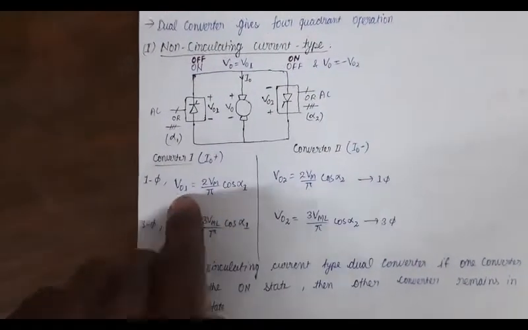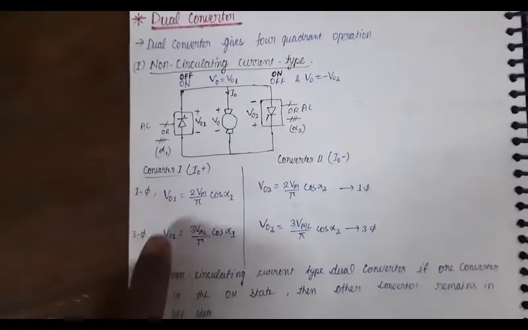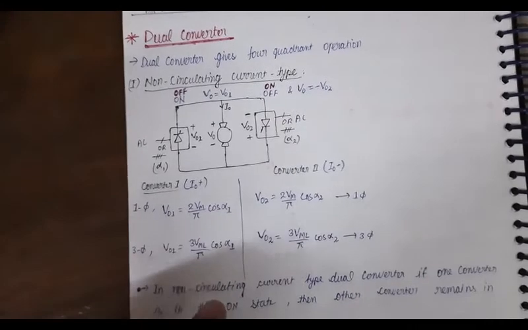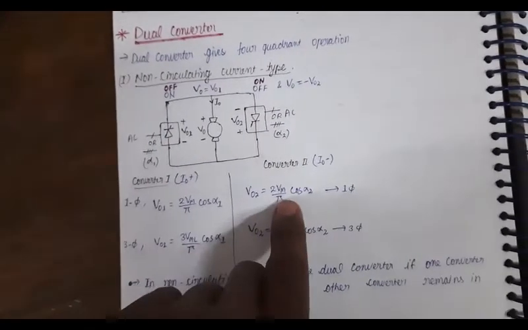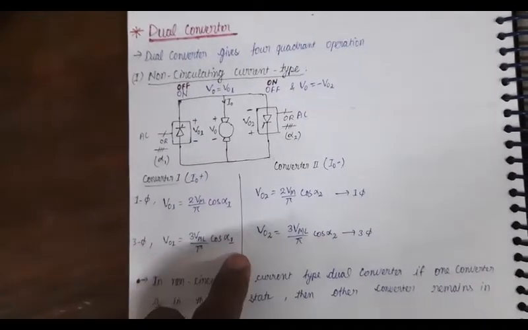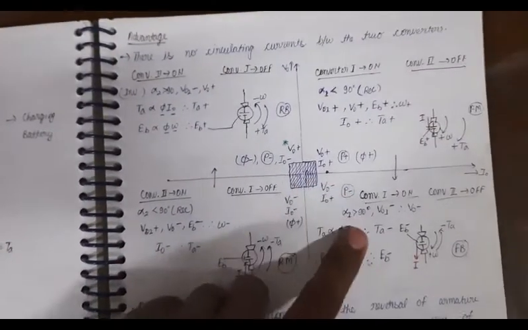You know the formula of the average voltage in single phase cases and 3-phase cases also. V01 is given as 2 Vm by pi cos alpha 1. Similarly, V02 is 2 Vm by pi cos alpha 2. In 3-phase, it will be 3 Vml by pi cos alpha 1 and 3 Vml by pi cos alpha 2. Here we will see how all the 4-quadrant operation is done.